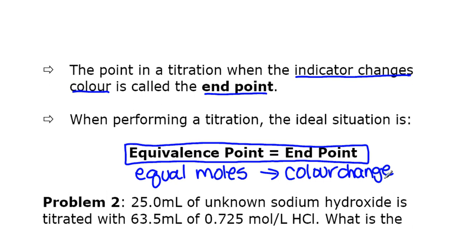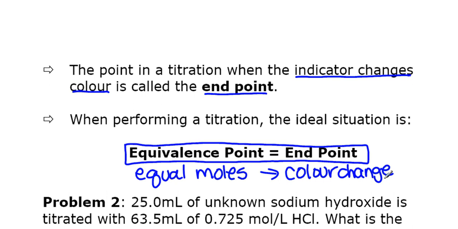How to choose a proper indicator takes a little bit more knowledge, which is something for a future chemistry course in grade 12. But for now, we just need to be familiar with those terms. We want the equal number of moles to react with one another, and we want the color change for the indicator, that endpoint, to happen at the same time.